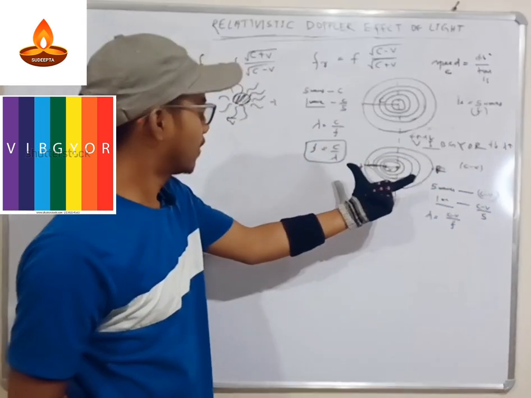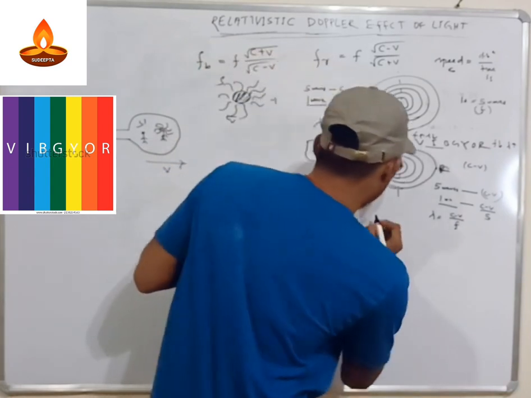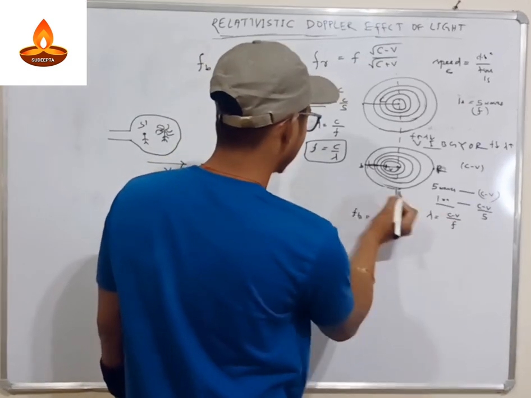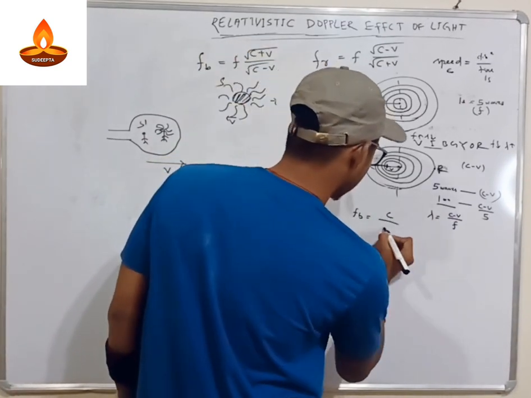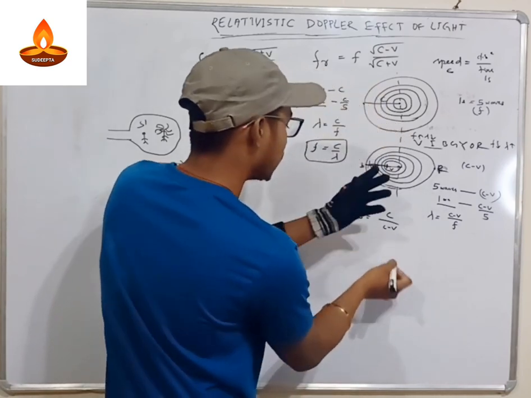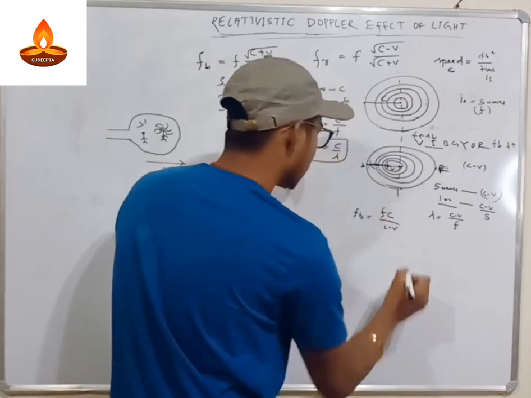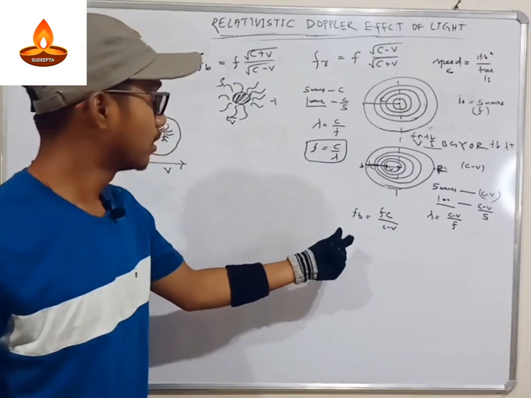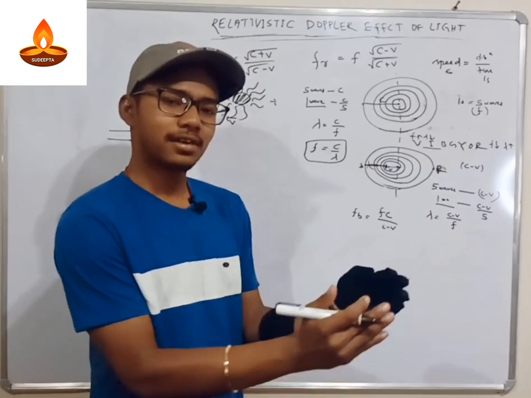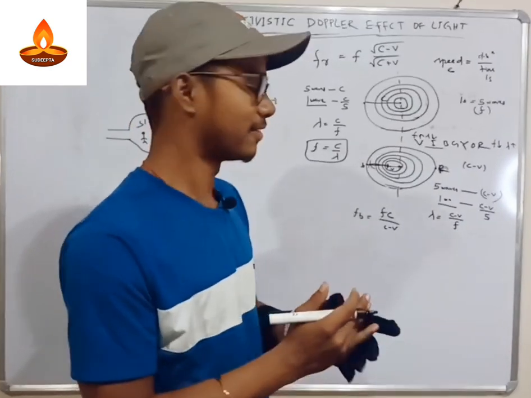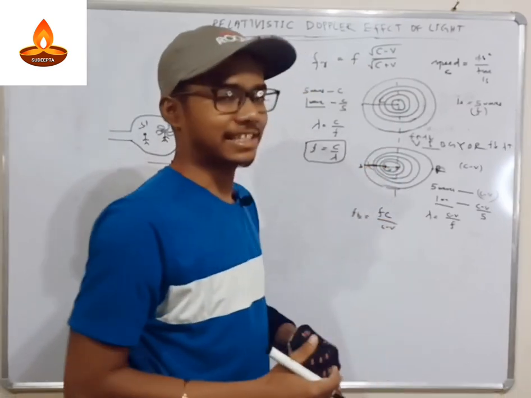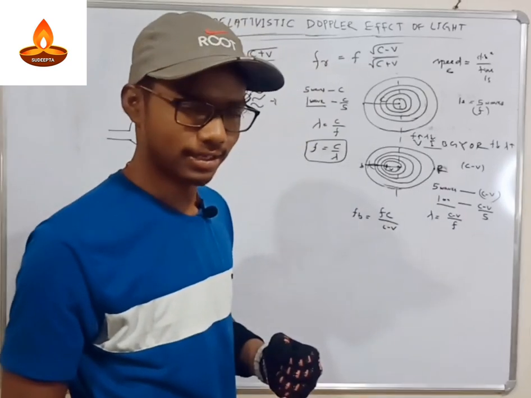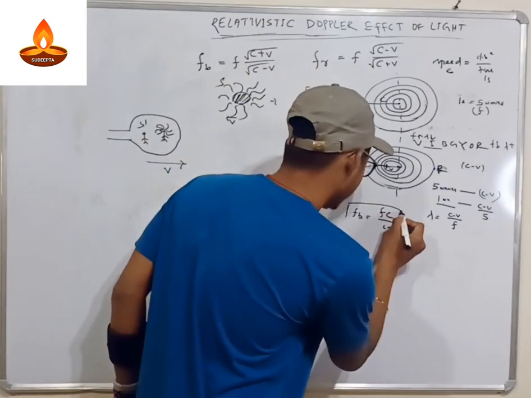So here what happens? Let's say this is FB. FB is equal to c upon lambda, that is c upon c minus v upon f, which goes upside. That means FB is equal to f into c upon c minus v. It is the blue shift. Blue shift means contraction is happening; the waves are contracted here. That means it takes maximum energy. Here the energy is more and more than the red shift. So this is the formula.